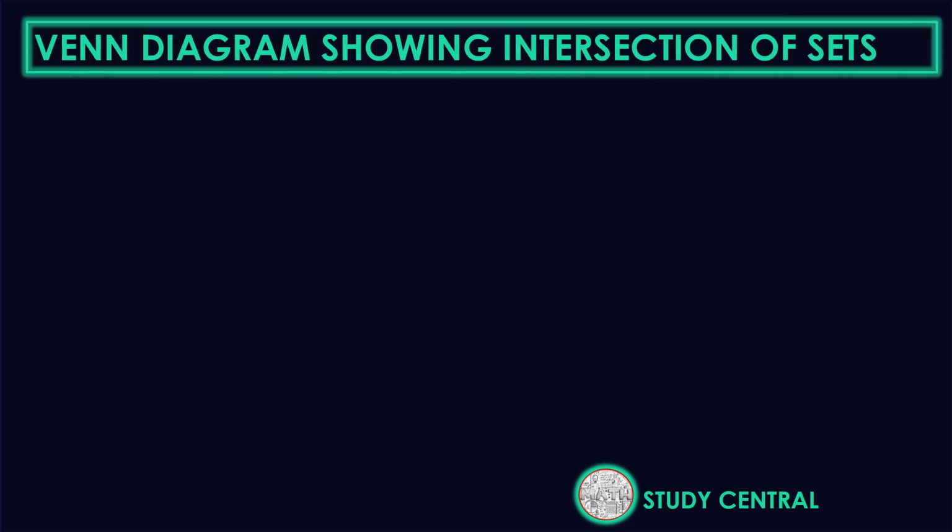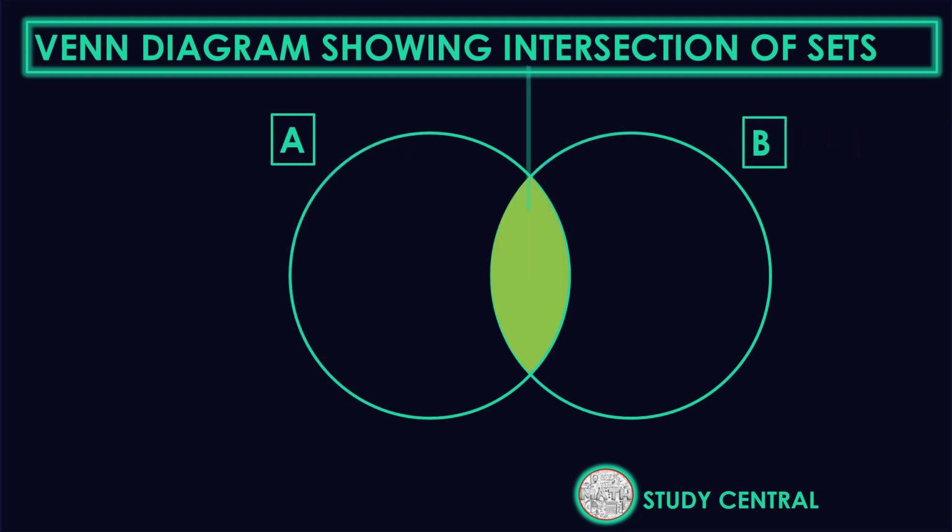Let's take a look at a Venn diagram showing the intersection of two sets. Considering the sets A and B again, the area shaded in green represents A intersection B, or the intersection of sets A and B. Now, union.